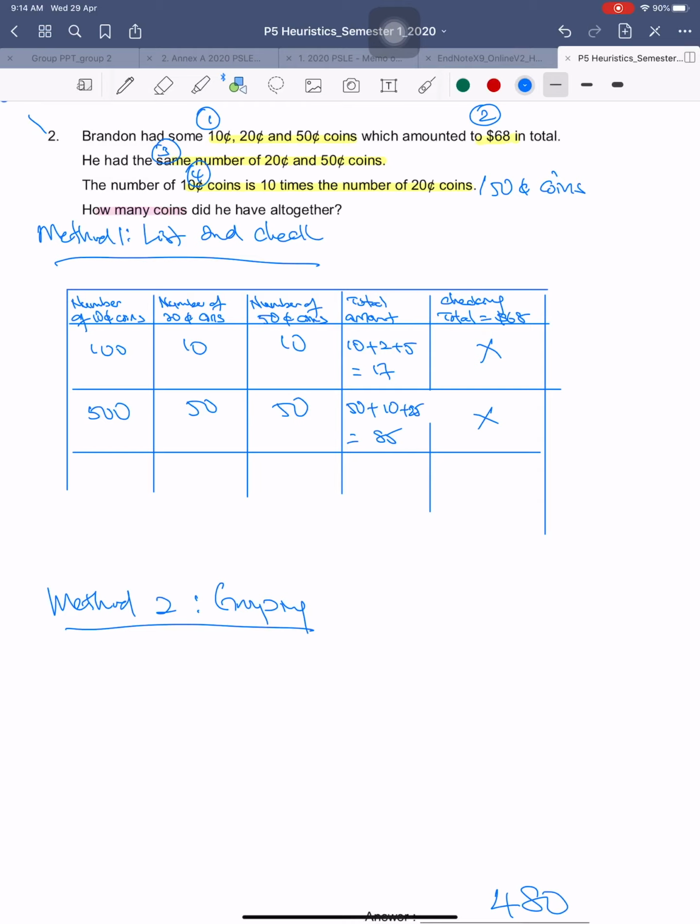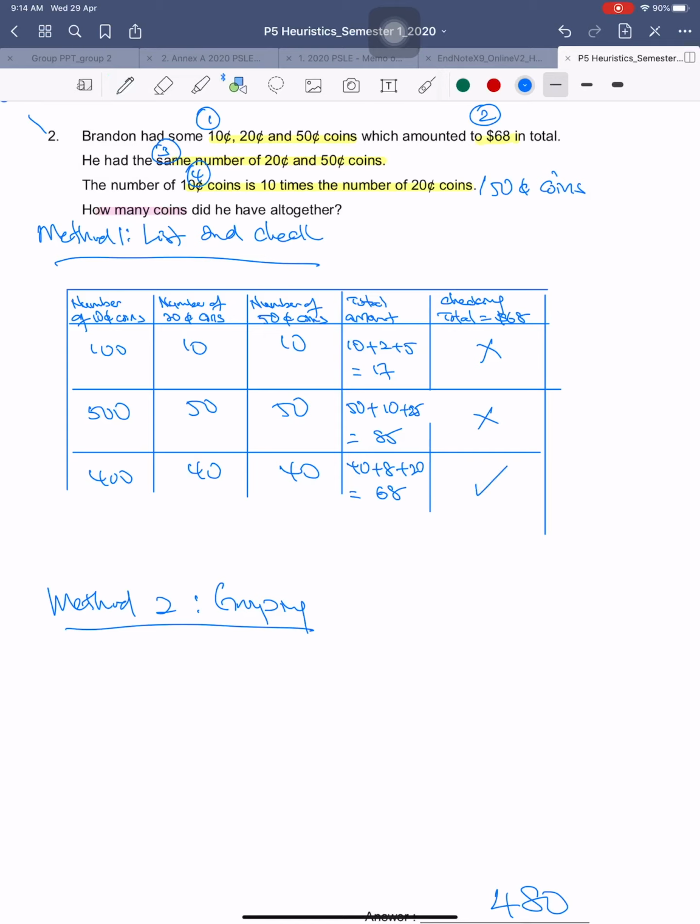So now I know that I have too much. Maybe I reduce it. Maybe I try 40. See whether I am closer, or do I need to make any more adjustment. So 10 times 40, it's 400. So 400 10-cent coins, $40. 40 20-cent coins, $8. 40 50-cent coins, $20. 40 plus 8 plus 20, 68. Oh yes, I got the correct answer.